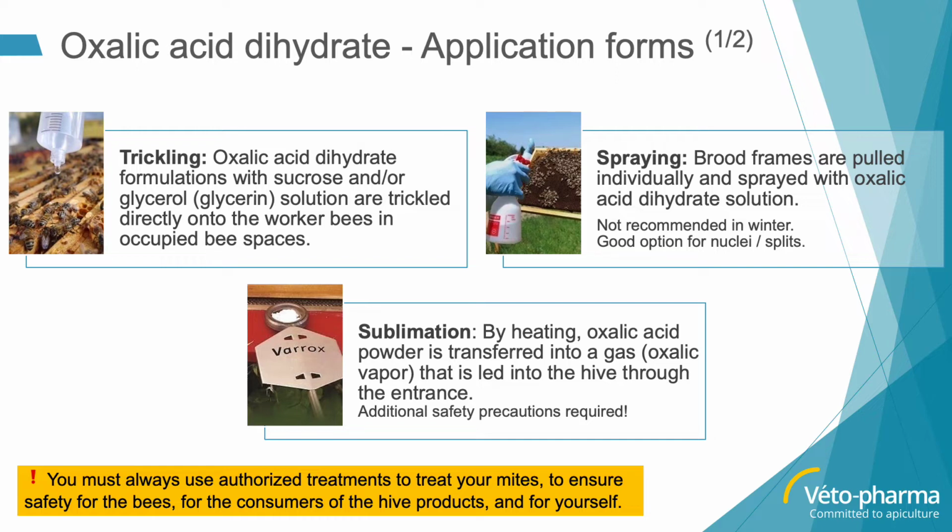For sublimation, oxalic acid powder is heated and thus transferred into gas or oxalic vapor, which is then led into the hive through the entrance. For this application form, beekeepers must take additional safety precautions, such as wearing a mask.